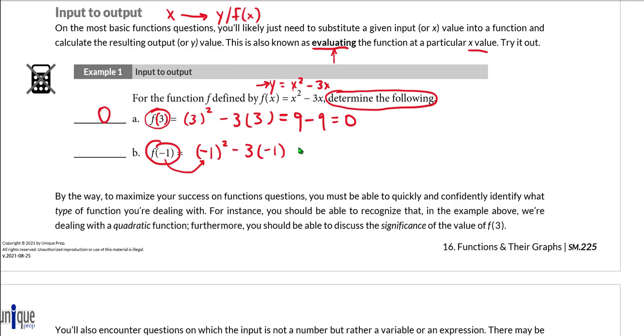So negative 1 squared, of course, is positive 1. Negative 3 times negative 1 is going to be positive 3, and 1 plus 3, of course, is 4. So f of negative 1 is 4. So again, when we evaluate the function f at an x value or input value of 3, we get out a 0. That is the result. Again, this could be y equals 0. It could be f of 3, or even f of x equals 0. And then when we evaluate at an x value of negative 1, we get a function value of 4.